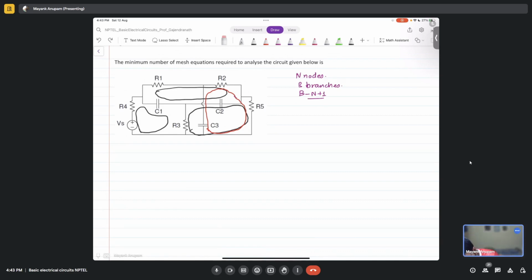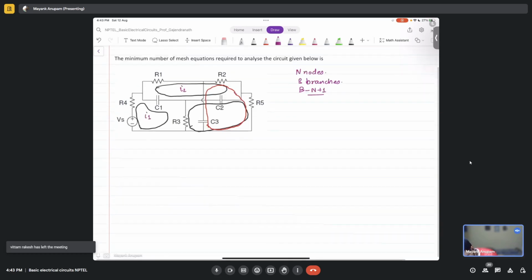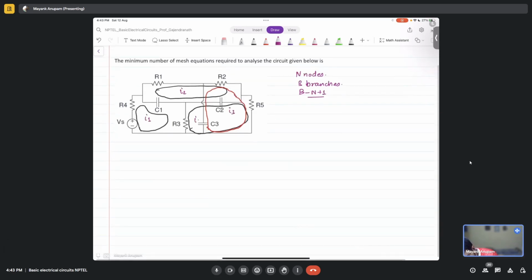So while writing mesh equations, you always assign a current, right? Mesh currents. Let's call these I1, I2, I3, and I4. I3 is basically this red one, and I4 is this black one. While writing these equations, you will write KVL equations for all the meshes, right? That is how you solve using meshes. Am I right?